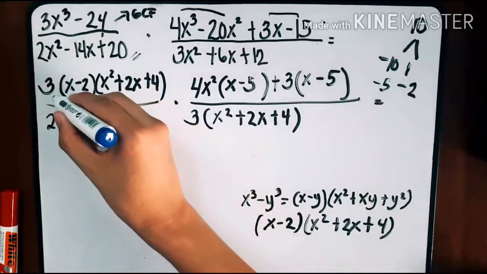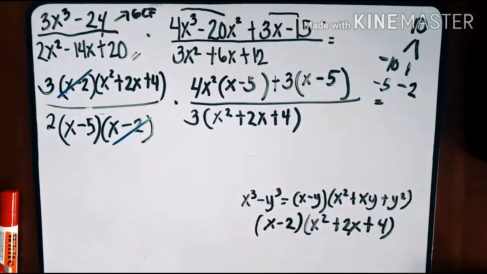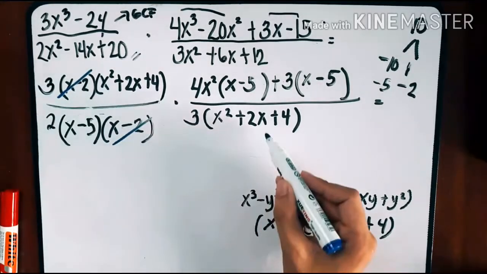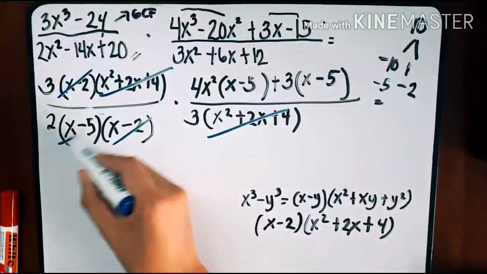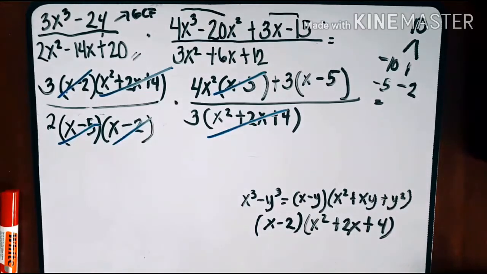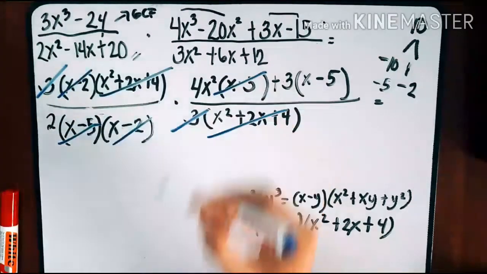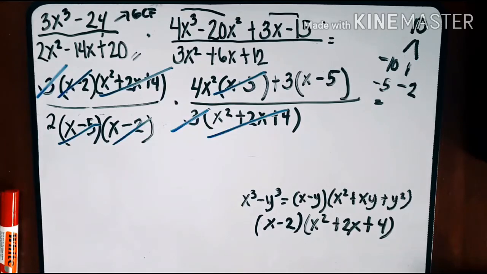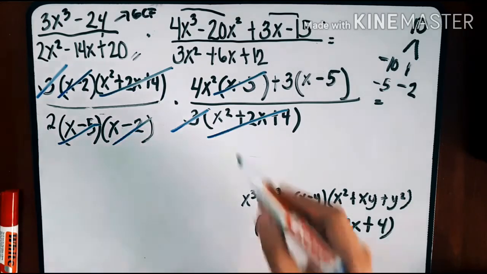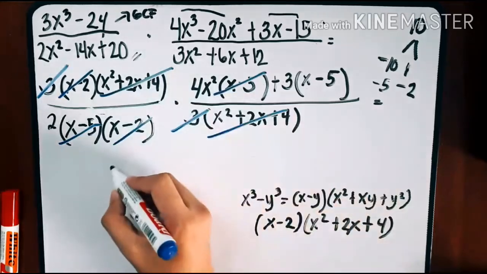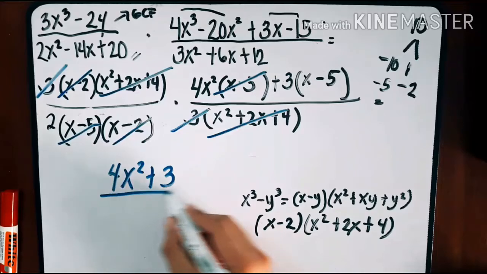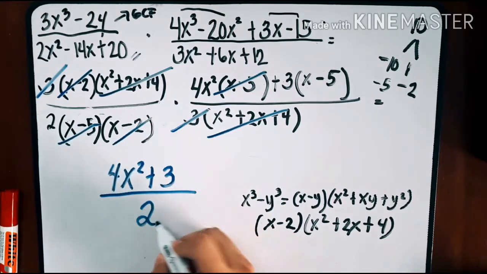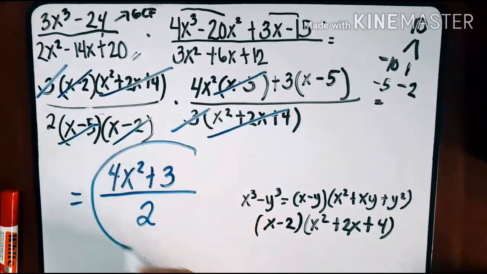So, we can cancel out x minus 2. x squared plus 2x plus 4, we can cancel out. x minus 5, and the 3, we can cancel out. Okay? What remains is 4x squared plus 3 and the 2. So, this is the final answer.